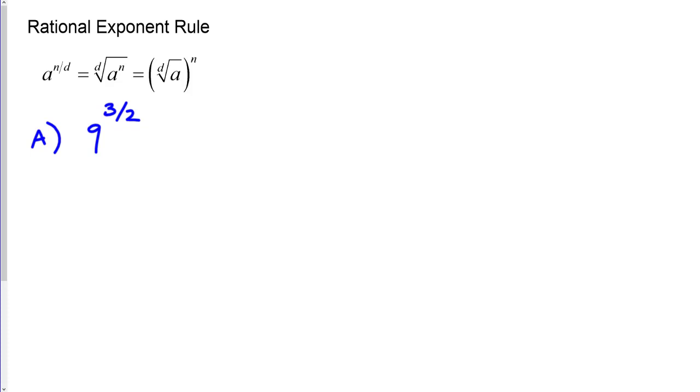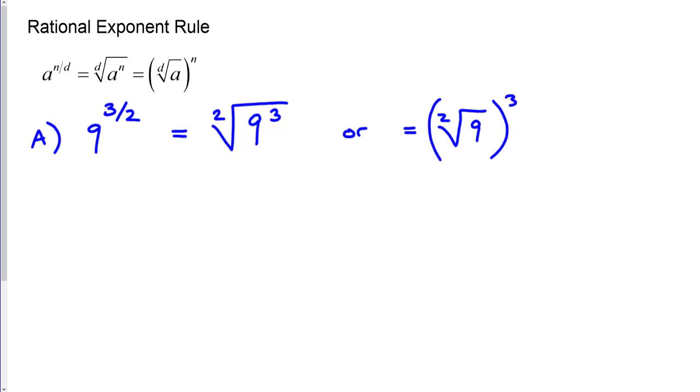But the rational exponent rule says that we can evaluate this in one of two ways. It could be the square root of 9 cubed, or it could be the square root of 9 altogether cubed.